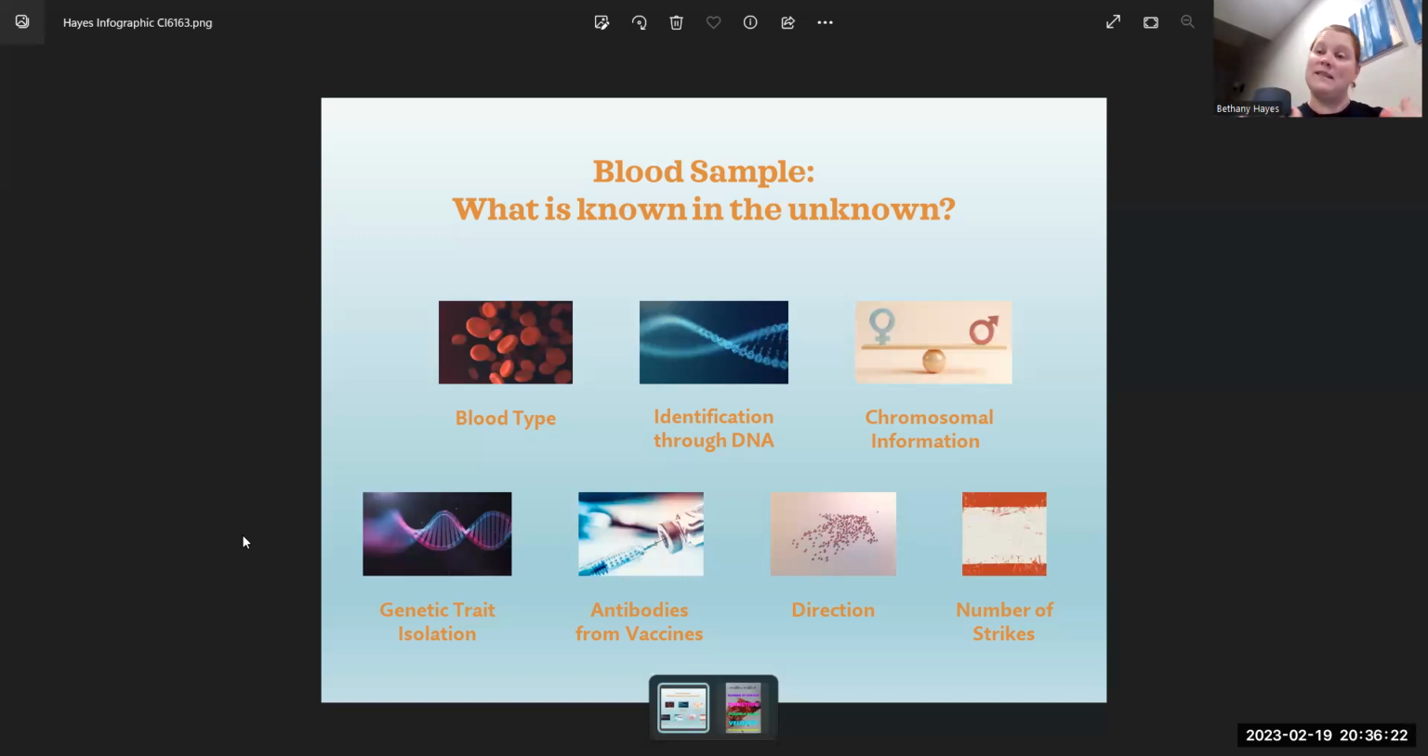The blood spatter itself will tell you the direction of travel. It can tell you the number of strikes on the victim. Without looking at the victim, I can tell you how many times whatever they were hit with or stabbed with was pulled back and sent down again based off of the cast-off spatter.